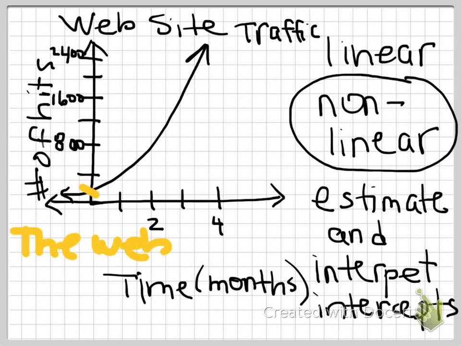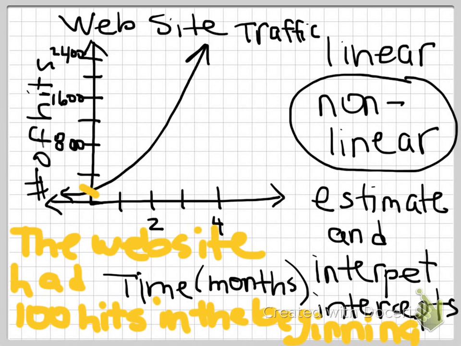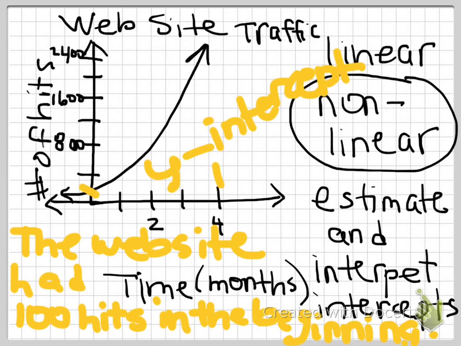So you would write the website had 100 hits. And this would be just in the beginning. And your y-intercept is 100, or about 100.